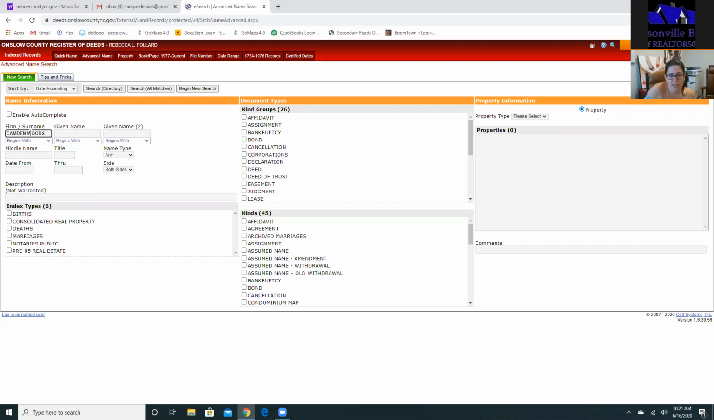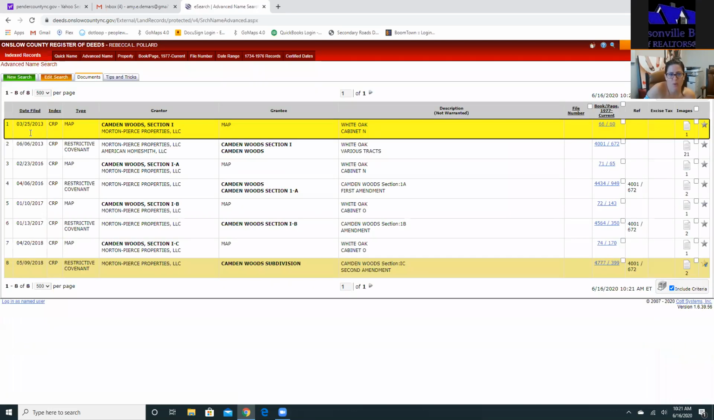But as soon as you hit enter on this or search all matches, it's going to show you plat maps and restrictive covenants. And that is all that the advanced name is going to show you. So if you go to advanced name and you type a subdivision in, you're only going to get plat maps and restrictive covenants. So that'll cut out all those deeds and deeds of trust and miscellaneous and everything else. Okay, so that makes it nice and easy when you're just trying to find restrictive covenants.